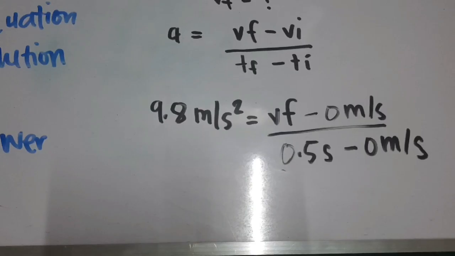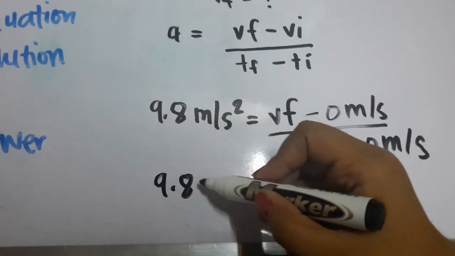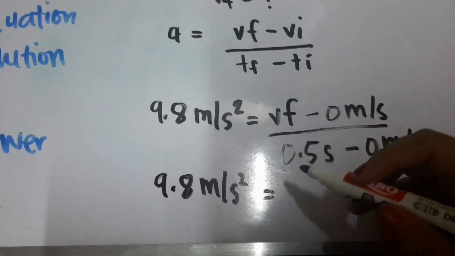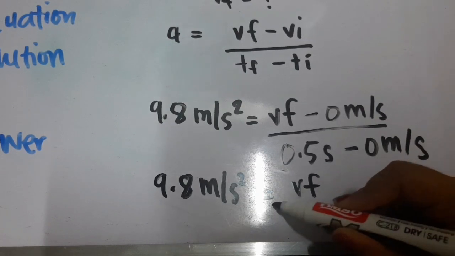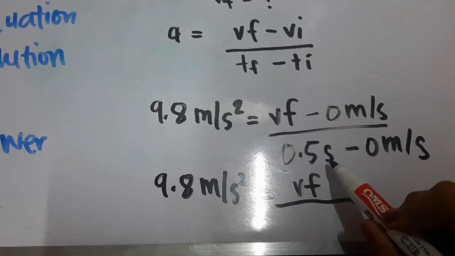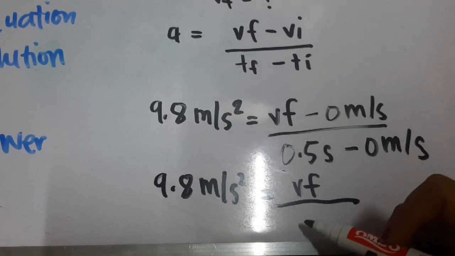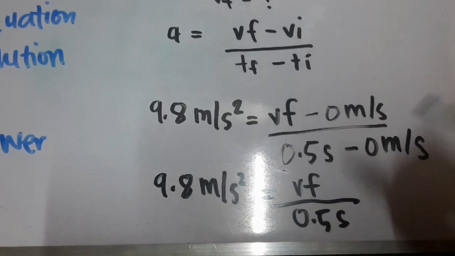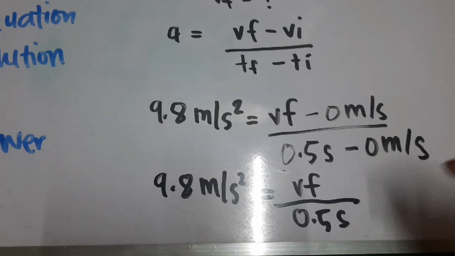Okay, so now let's solve the problem. 9.8 meter per second squared is equal to VF minus 0 meter per second is VF, divided by 0.5 seconds minus 0 seconds is 0.5 seconds. So now, from this, we can find the final velocity.